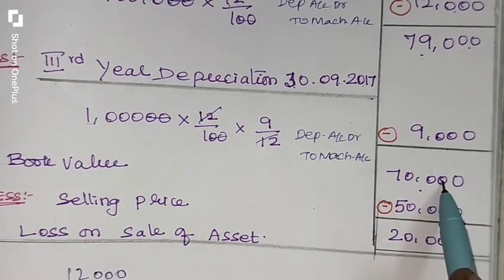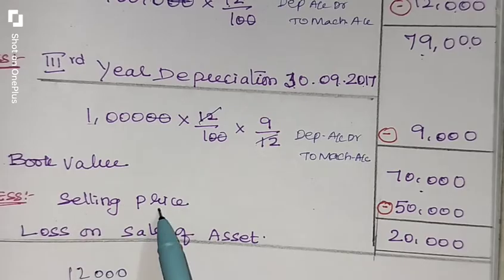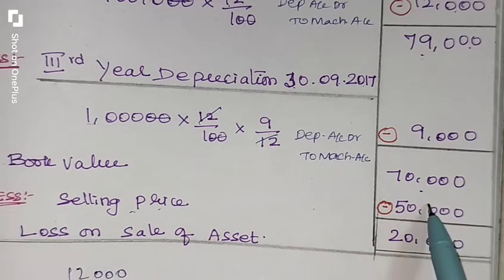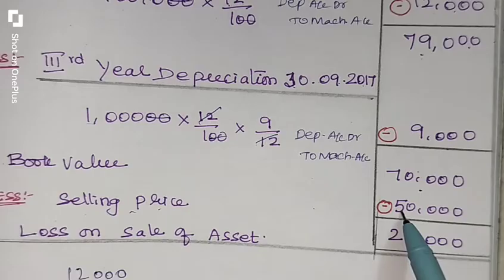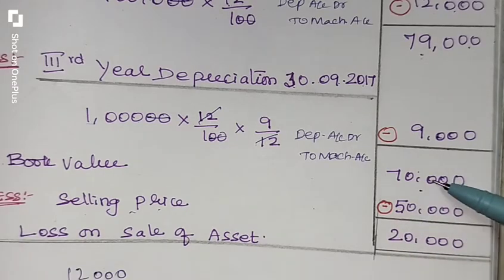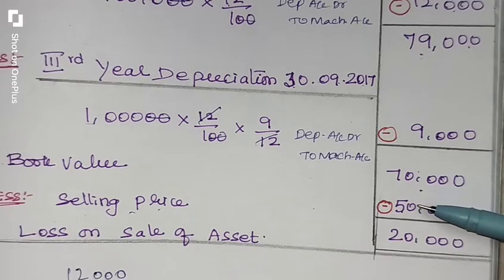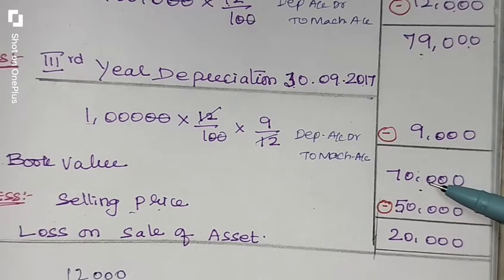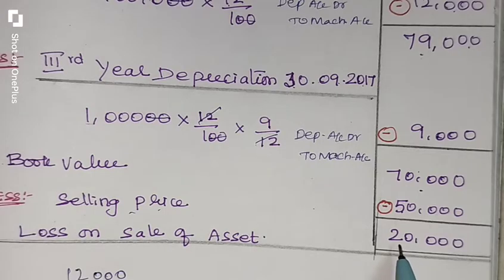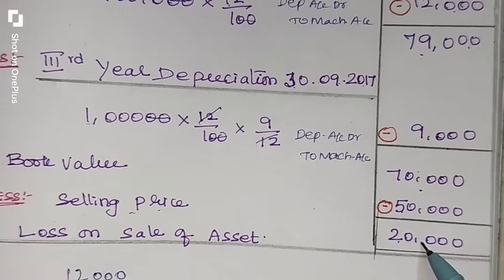Now we have to compare the selling price with the book value. The selling price is 50,000. We have to find the difference between them to find whether it is profit or loss. So we subtract 50,000 from 70,000 and get 20,000. Can you tell me whether it is profit or loss? Listen, the selling price is less than the book value, so this is a loss on the sale of the asset.